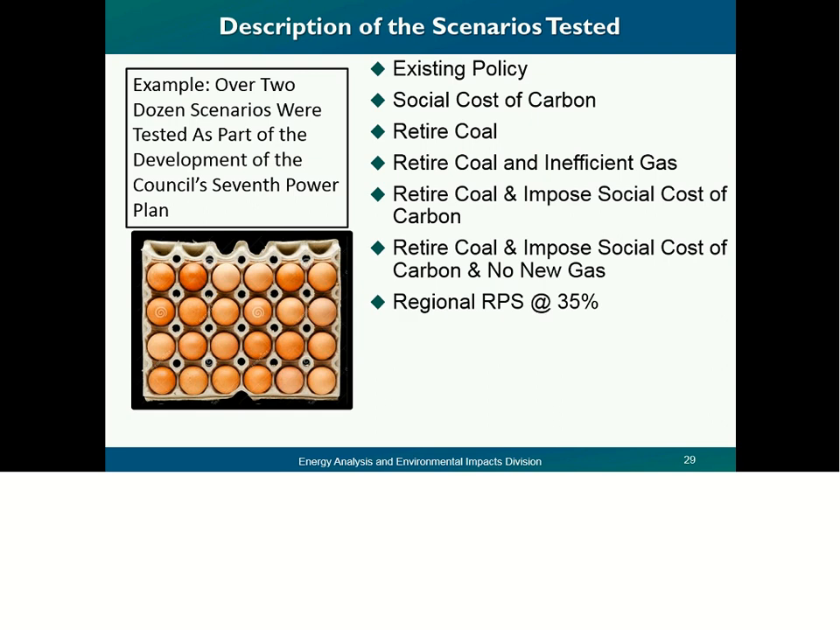Run a regional RPS at 35%. The Northwest ranges between 0 in some states up to 50% in Oregon, so the regional average is about 35%. Run without demand response in the portfolio as an option. Increased market reliance. The Northwest does a lot of trading on the market with California, summer to winter. They peak in the summer, we peak in the winter.